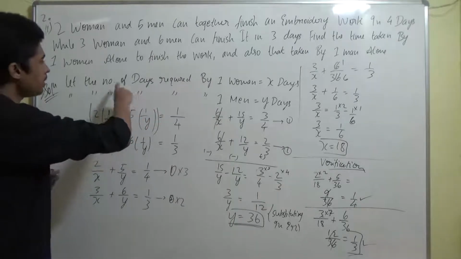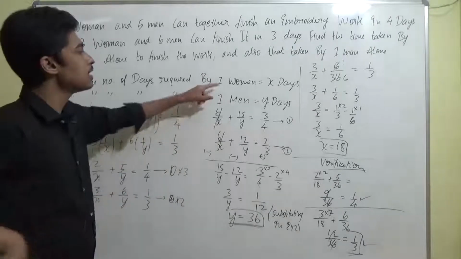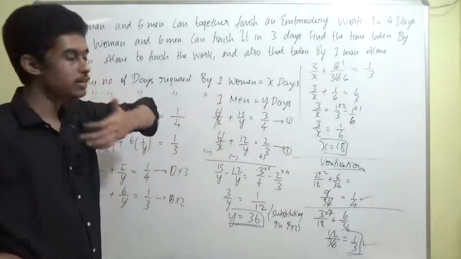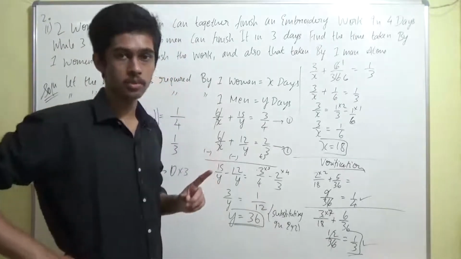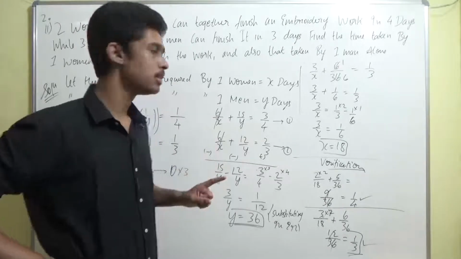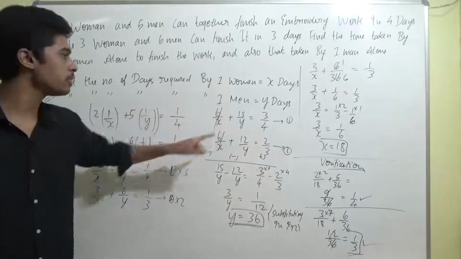Like, for example, it takes X days for one woman to do the work, which means in one day how much work does one woman do? Getting it? If one woman takes X days to do that entire work, how much of the work would she have done in one day? That would have been 1 by X. Getting it? And the same way for the men, it's going to be 1 by Y.